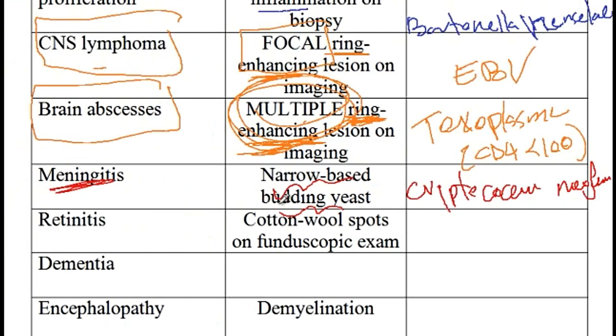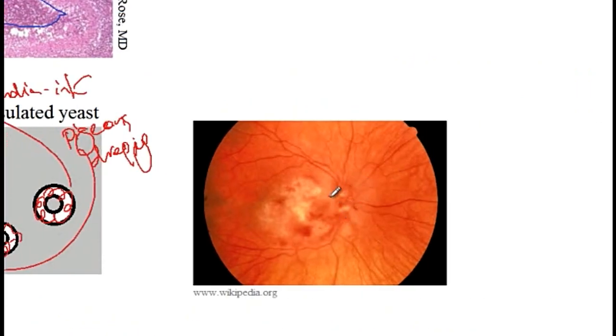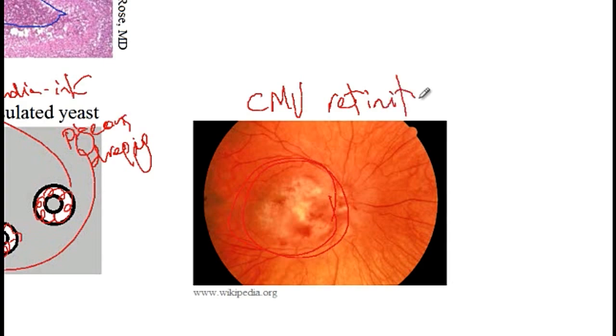The next condition is retinitis, and these patients present with cotton wool spots on the fundoscopic examination. So that would be an example of CMV retinitis. And here is an image. So here you can see the cotton wool spot on the image of the retina, and this is an example of CMV retinitis.